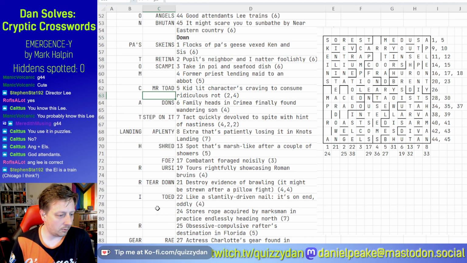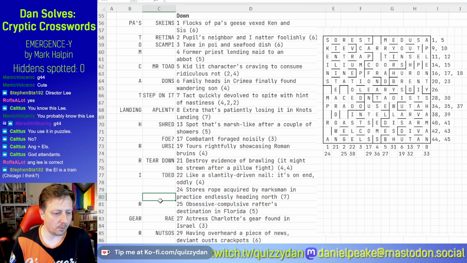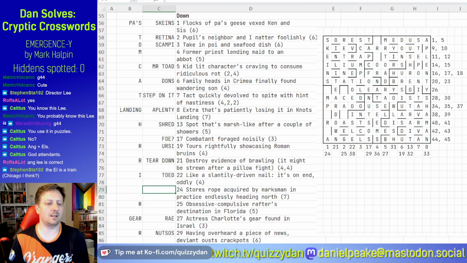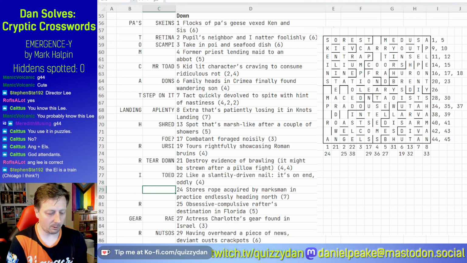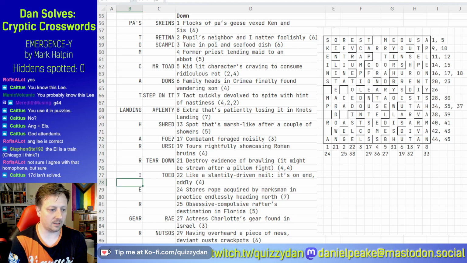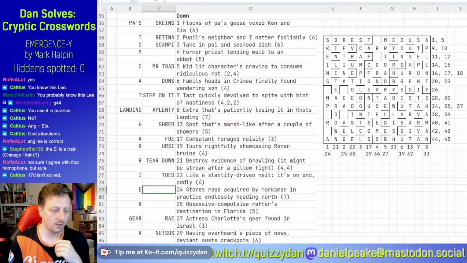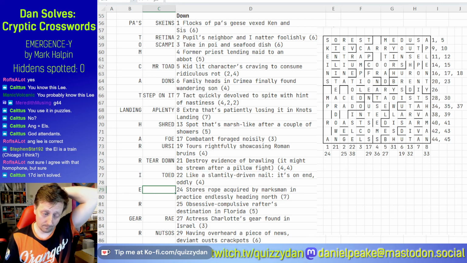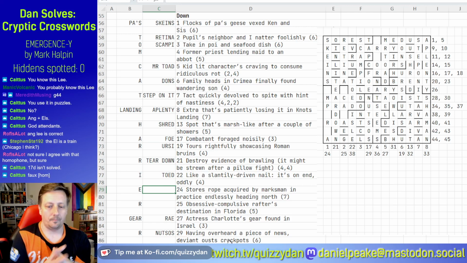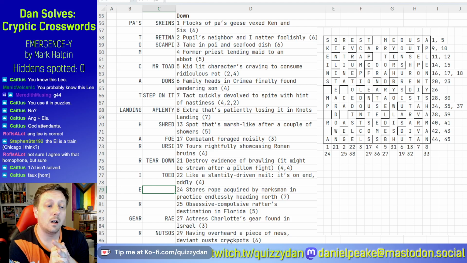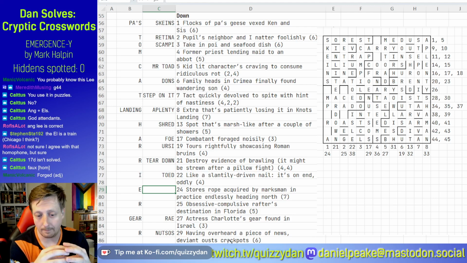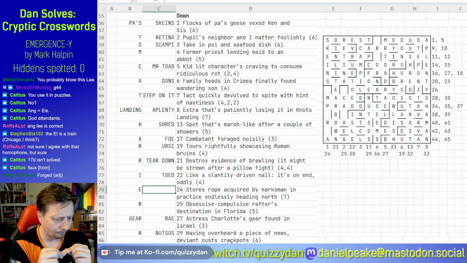What haven't I put in? 24. Ooh, we've got lots of letters now. Stores rope acquired by marksmen in practice, endlessly heading north. So I would want this to be an E, and I would want that to be an A. And I thought that was foe, but I don't know why forged is foe. So faux, F-A-U-X for sham. Okay. Rope.